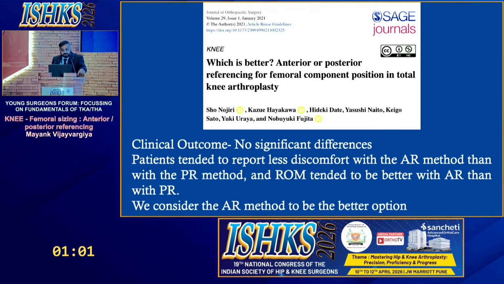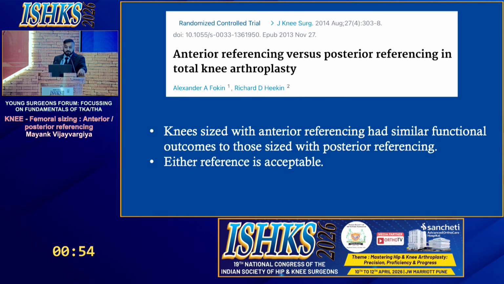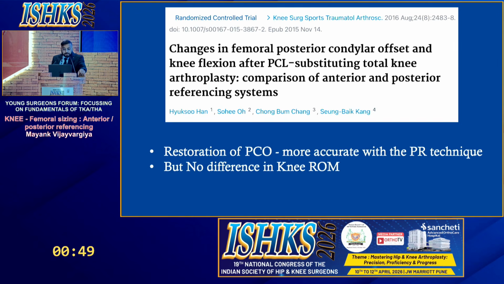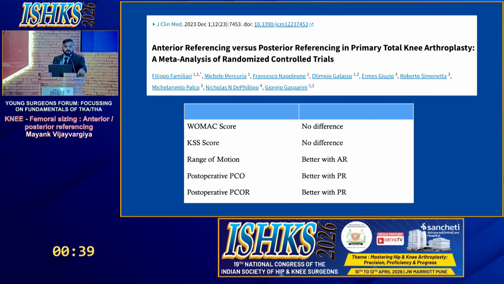However, Nojuri found that the anterior referencing system was found to be better as compared to the posterior referencing system. In a randomized controlled trial, both the systems had similar functional outcomes. In another randomized controlled trial, however, it was found that restoration of posterior condylar offset was better with the posterior referencing technique. In a meta-analysis of randomized controlled trials, functional outcomes were same between the two systems. However, range of motion was found to be better with anterior referencing system, and restoration of posterior condylar offset and the ratio was better with posterior referencing system.